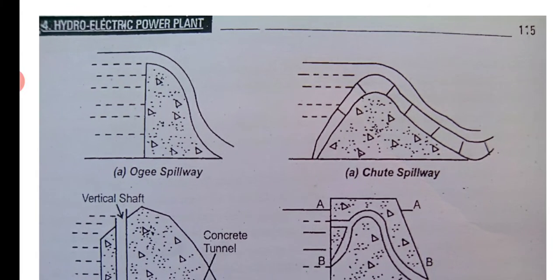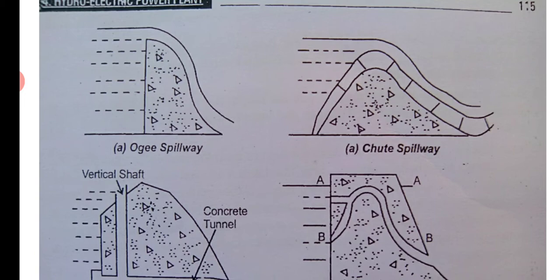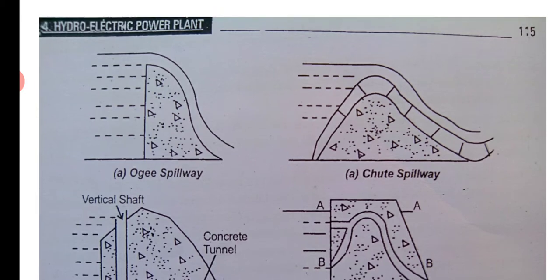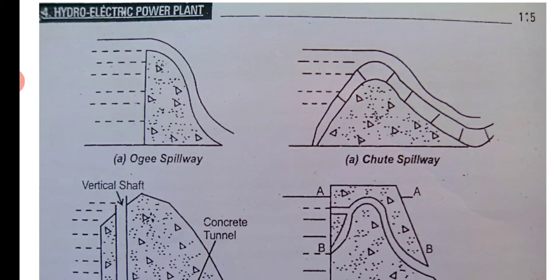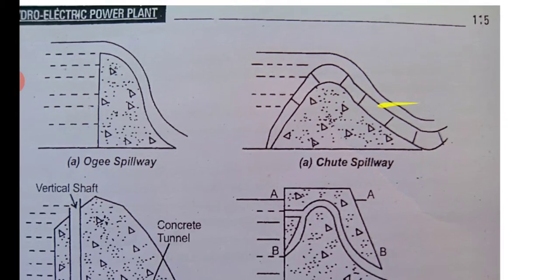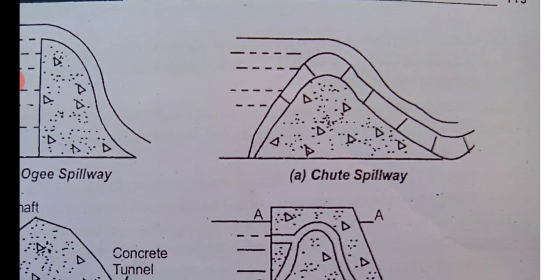You can see what the types of spillways are. One, the Ogee spillway. It is very simple. When the overflow is there, it will overflow from the top. This is an Ogee spillway. Then this is the chute spillway. Here also you can see from the top they have provided a slope so that water can run off.